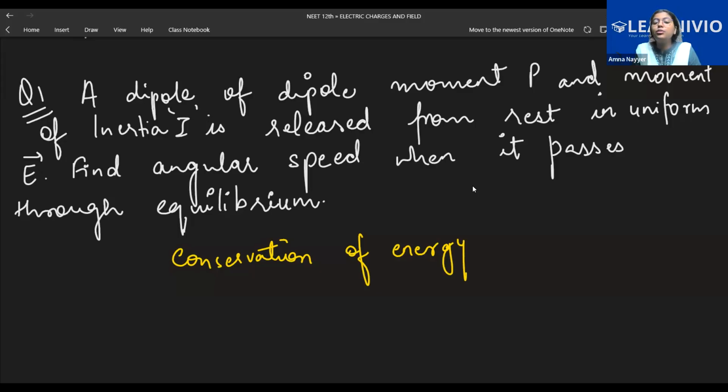Now, it is saying through equilibrium. When it passes through equilibrium, we have seen in which conditions we got equilibrium. One was 0 degree, the other one was 180 degree. It means we just have these two angles that are present. Theta is 0 degree or theta is equal to 180 degree when equilibrium can be achieved, right? So a random angle will start from here. Let's say this is, let me draw the electric field.